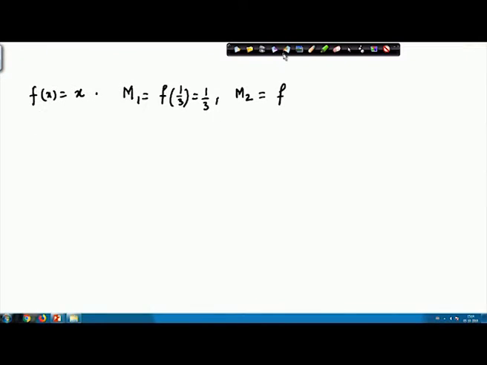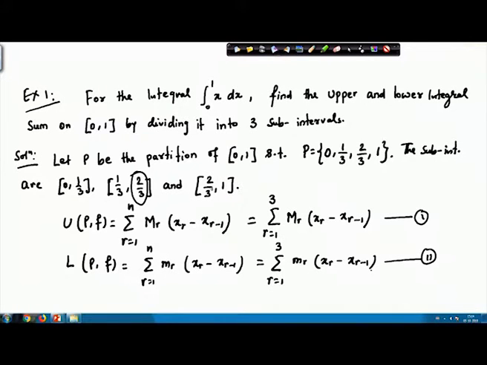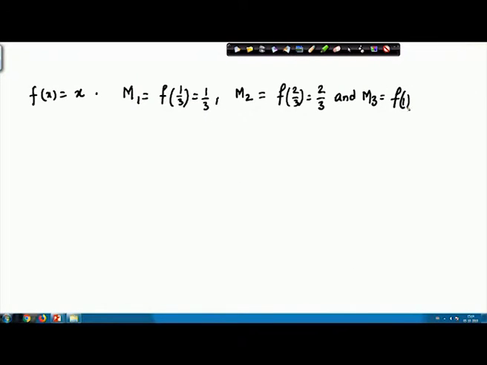So we can calculate the maximum value as f(2/3), and f(2/3) is again 2/3. Capital M3 is the maximum value of the function f, which is again attained at x equals 1. So at f(1), this will be 1.